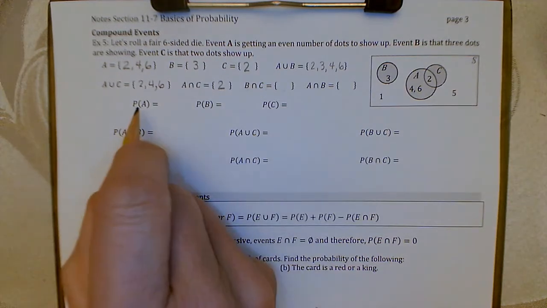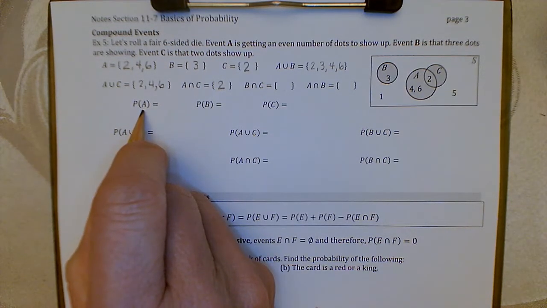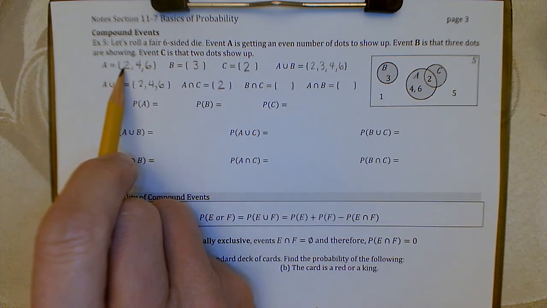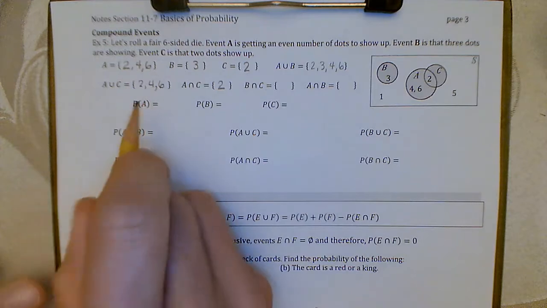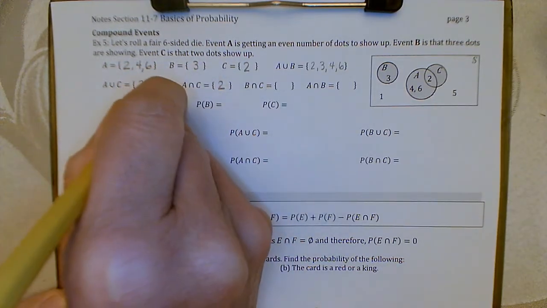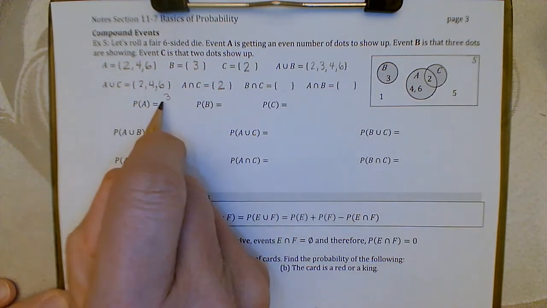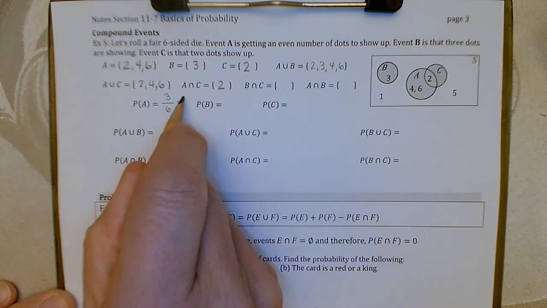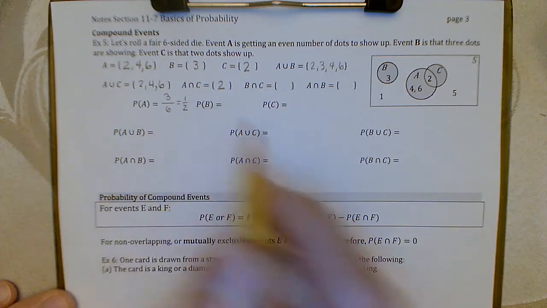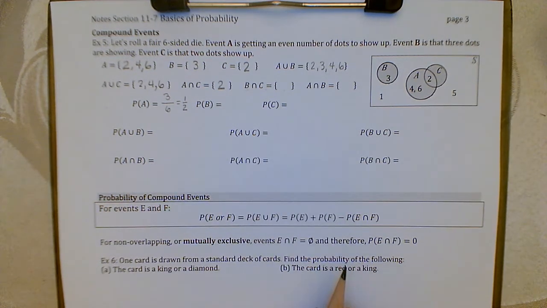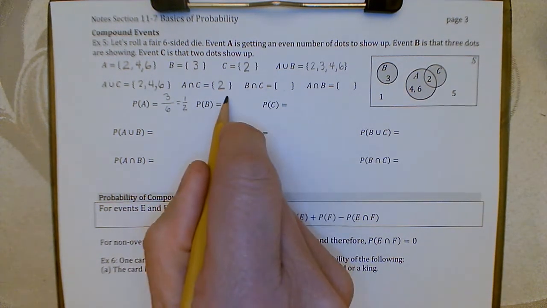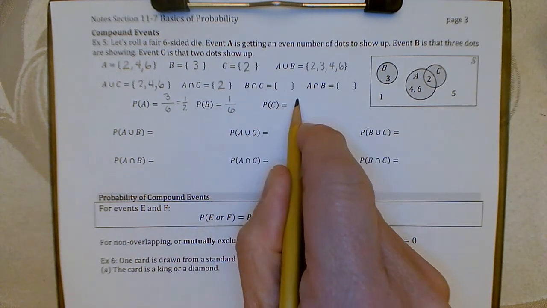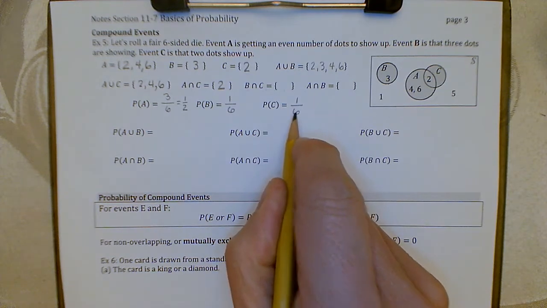All right, so what's the probability that A happens? The probability that the event A occurs means you get a 2, 4, or a 6. So how many ways are there for A to happen? Well, there's 3 ways. How many different outcomes are possible? That's 6, so the probability is 3/6, or simply 1/2. Okay? Probability of event B, clearly 1 out of 6, and event C, 1 out of 6.